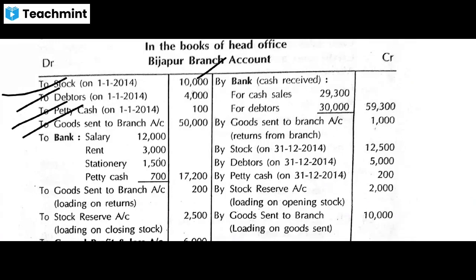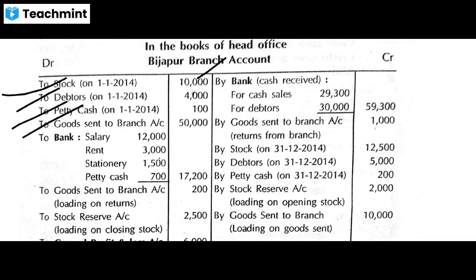So branch returns are also provided on invoice prices in the problem. So we don't want to convert them separately into invoice prices. They are directly provided the invoice prices, that is returns from branch. Okay, goods sent to branch and returns, they have given us at invoice price, so just take them directly.